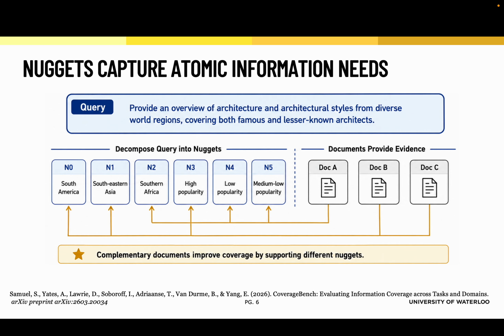Our goal is to retrieve not only relevant models, but also diverse ones. To evaluate this objectively, we borrow the concept of nuggets from information retrieval. A nugget represents one atomic fact that is relevant to a user query. If one retrieval method covers more nuggets under the same retrieval budget, it provides richer information and therefore higher diversity.